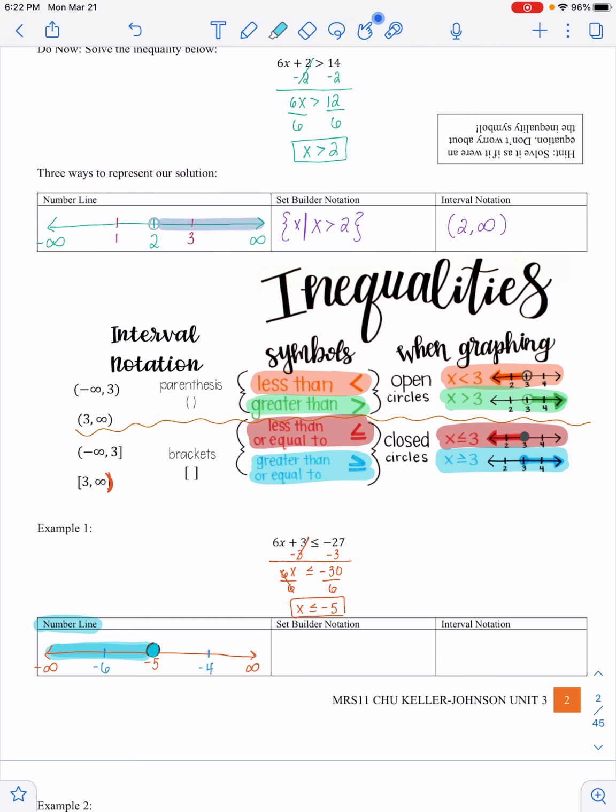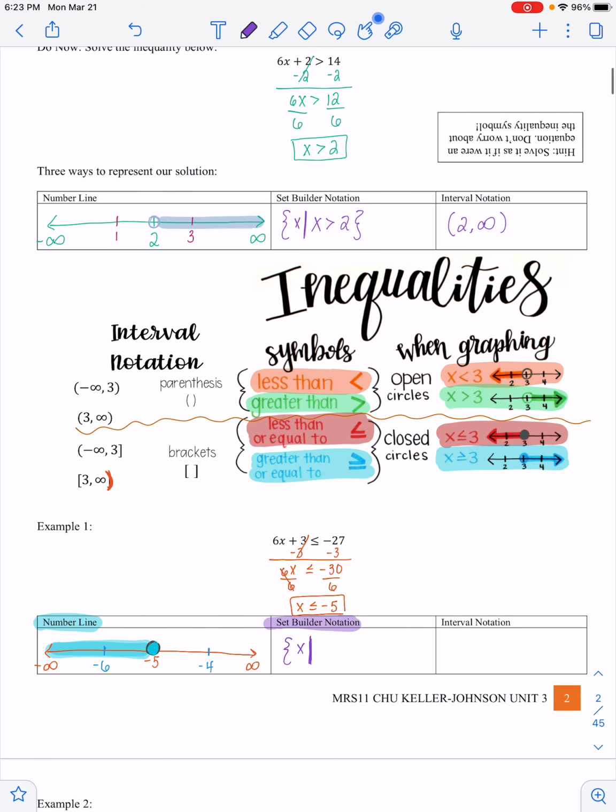Alrighty, if you're ready, go ahead and try the set builder notation. Refer to the example above. So set builder notation, I think if we have our notes, is very simple. We have our squiggly, and it's x. This line, remember, is such that x is less than or equal to negative 5. And then last but not least, go ahead and see if you guys can do interval notation before we go over it.